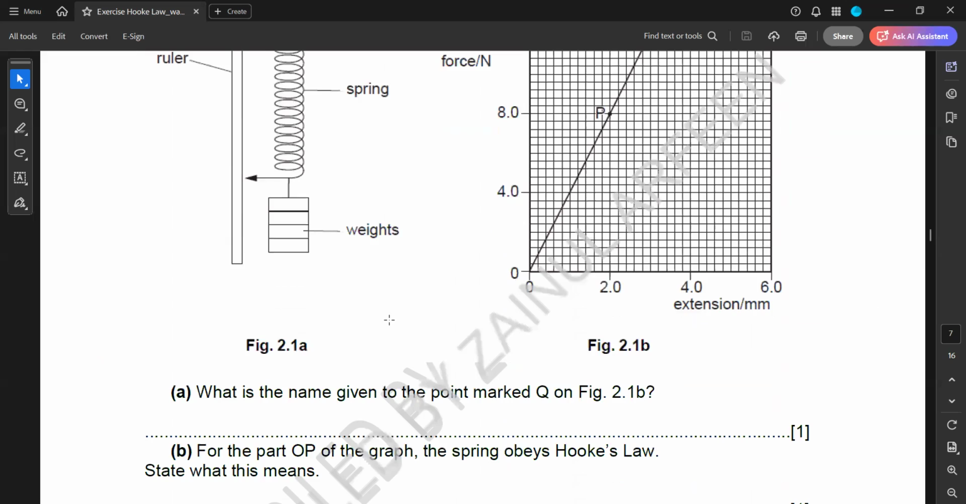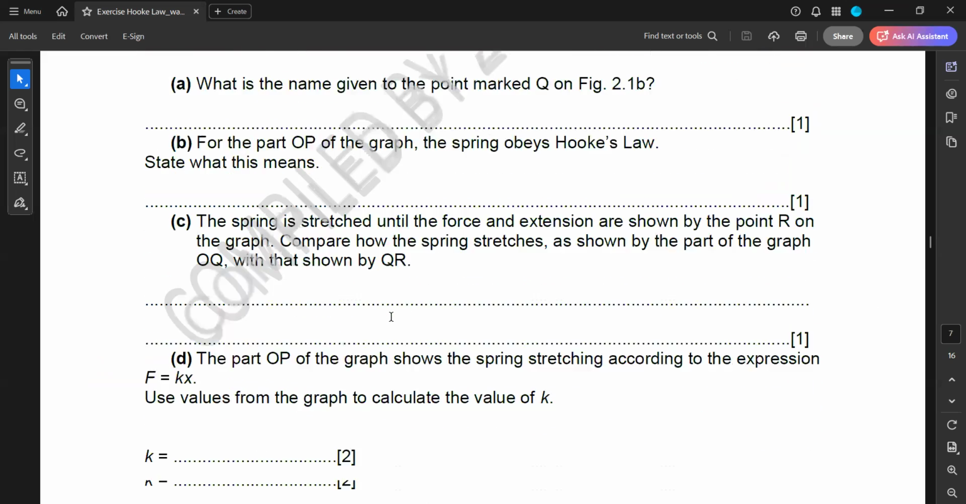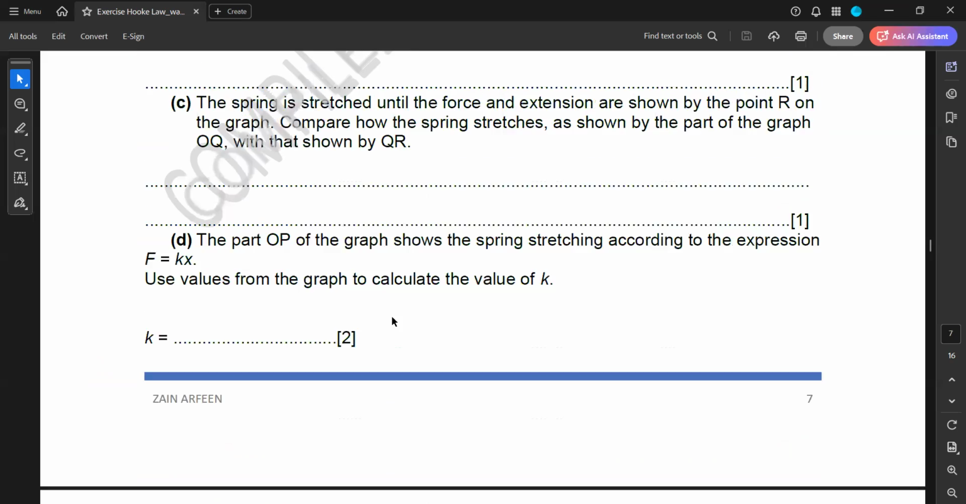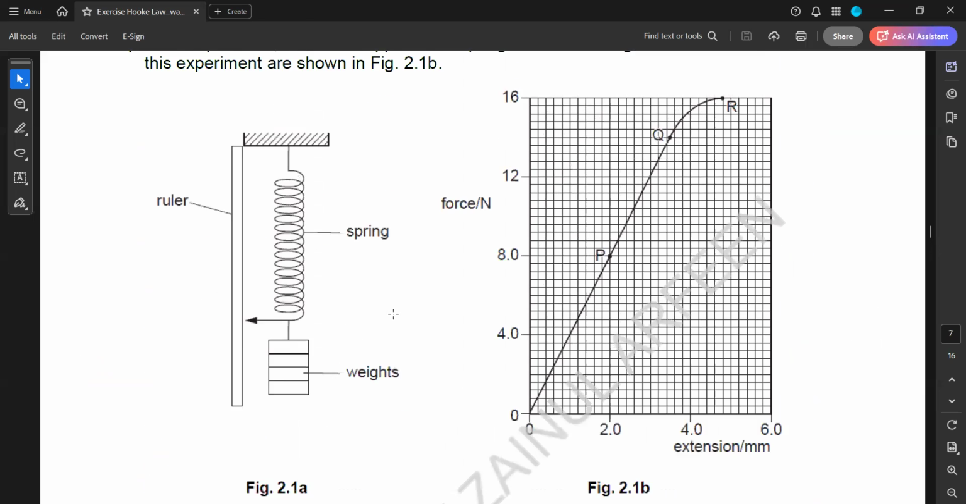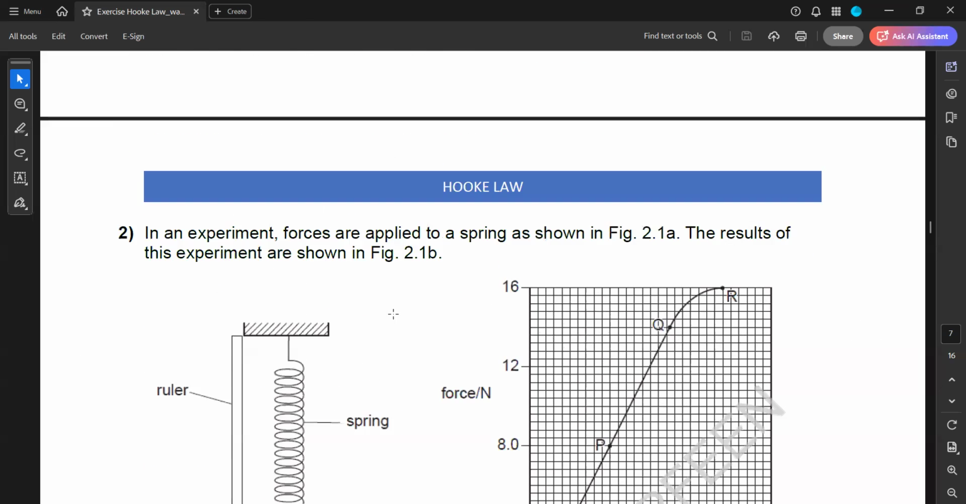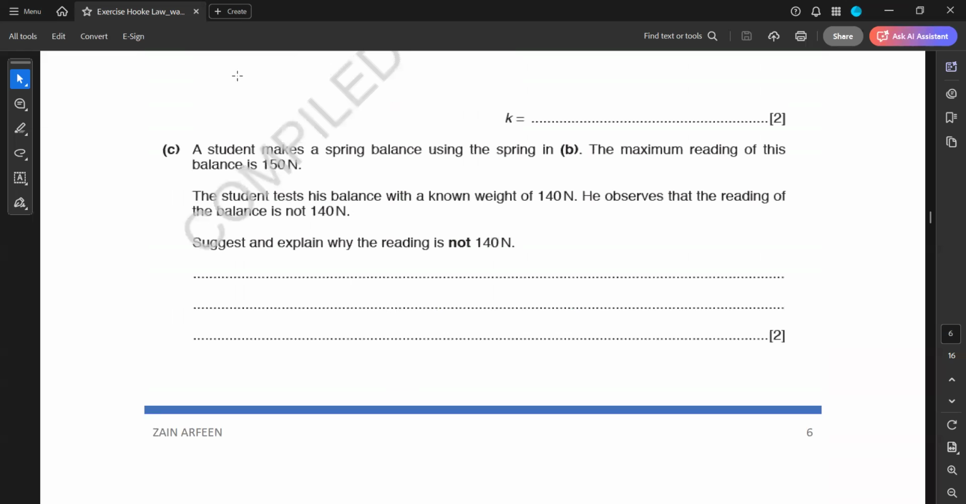Question number 2, any doubt? Question 2, parts A, B, C, D. Four parts are there. Anyone have any doubt? Sir, I had a doubt in question number 1, part C. In question number 1, part C, a student makes a spring balance using a spring in B. The maximum reading on the balance is 150. The student tests his balance with a known weight of 140 and he observed that the reading is not 140. Suggest and explain. What is the question?